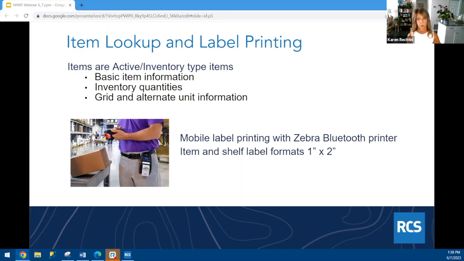And if you can see me here, I'll show you. There's a mobile label printer that we use with MIMS. It's connected via Bluetooth. And we have a shelf label and an item label in a 1" by 2" format that we can print with that mobile label printer.